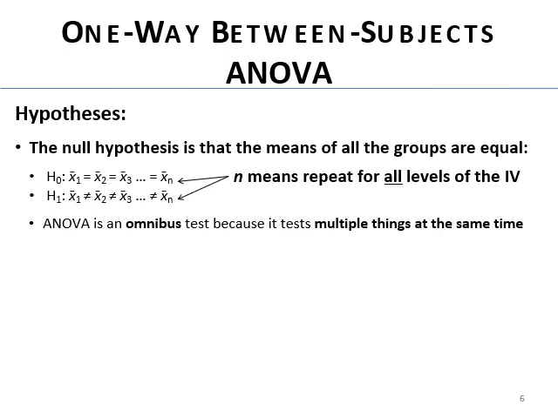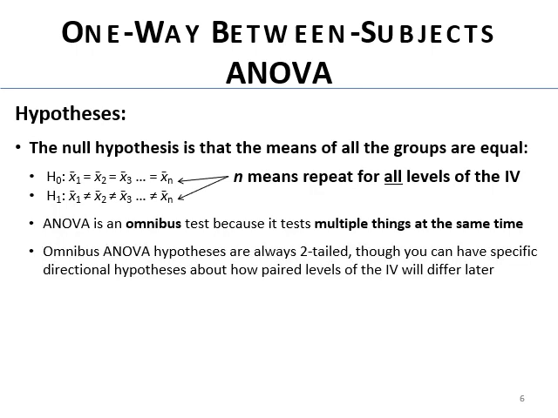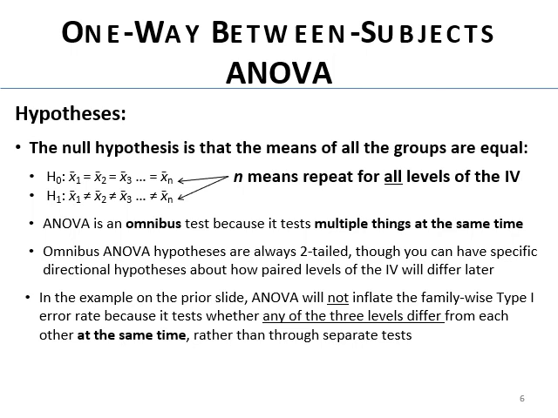So the implication here, and this is how it saves you from type 1 error inflation, is that what it tests is many things at one time. So we call that an Omnibus Test. Specifically, it's always a two-tail test. You can have directional hypotheses about how individual means will differ from each other, but this initial test that ANOVA does, this Omnibus Test, compares all the levels to all the other levels at one time. So in this example, the ANOVA will not inflate your type 1 error rate because it tests whether any of the 3 levels differ from each other at one time rather than doing separate tests.